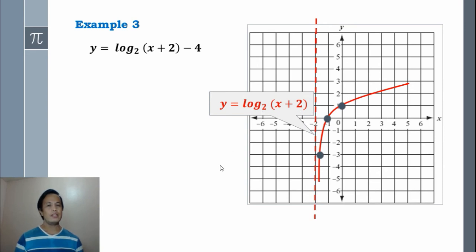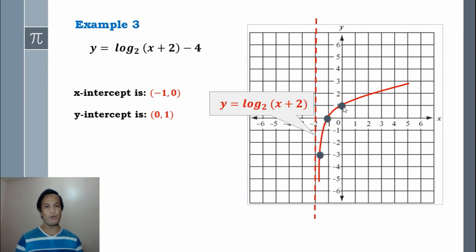So if we are going to identify, the x-intercept is at (negative 1, 0). This time, our y-intercept is the point (0, 1). And the zero of the function is, of course, x equals negative 1. We just simply take the value of x at the x-intercept. And of course, the vertical asymptote is the line x equals negative 2.